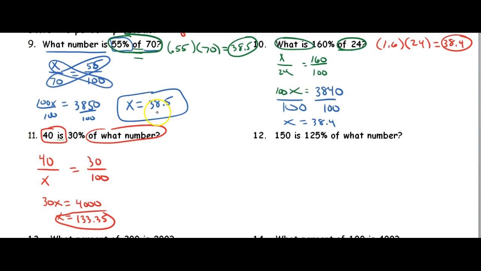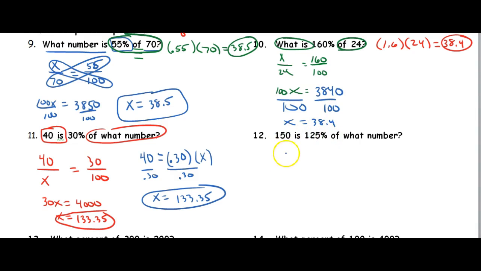Now, the other method, I like to set up an equation here. 40 is my equal sign. 30% is 0.30 as a decimal. And you don't know the of. So remember, you multiply the percent and the of to get the amount. So what would I do to solve for x here? Divide by 0.30, and x would equal 40 divided by 0.30, which would end up giving you 133.35.